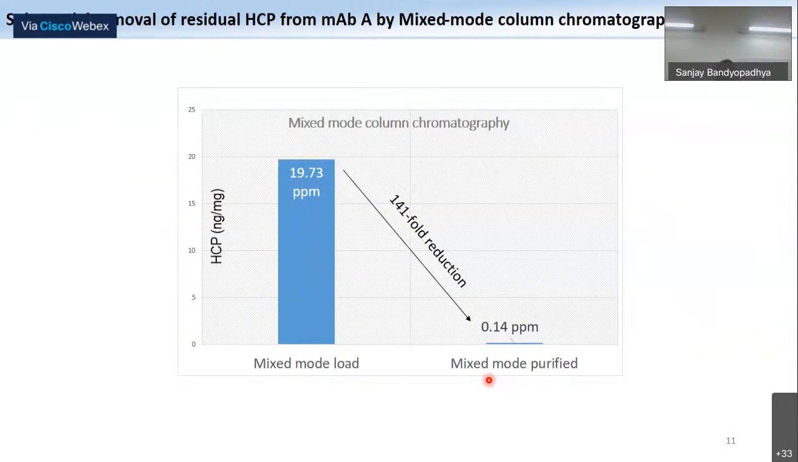So this column chromatography not only helps in a reduction of the product-related impurities, it also helps you to reduce substantially the process-related impurities like host cell contaminating protein. Remember I said in the protein A column step, you get rid of most of the host cell contaminating proteins, greater than 5,000 fold, sometimes 10,000 fold. But when you do the mixed mode step, you further reduce the host cell contaminating proteins several fold. Here with MAP-A, the example shows about 140 fold, and it comes to actually less than 1 ppm, very good.